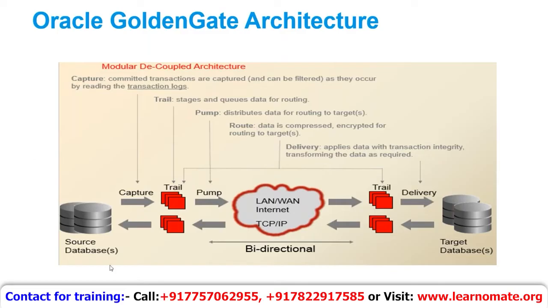GoldenGate also works in bidirectional environment. Bidirectional is nothing but two-way unidirectional. In bidirectional, both the sides work as source and target. So for bidirectional, you have extract process reading the data from site B, writing it to local trail on site B. Pump process on site B reads the data from local trail on site B, sends it over TCP/IP network and writes it to remote trail on site A. Once the data is available in remote trail on site A, the replicate process on site A will apply the data to target database.